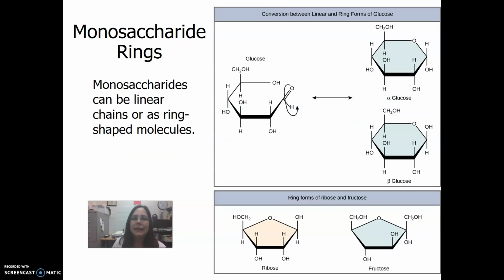And monosaccharides can either be linear, like you saw here, or they can form rings. The ribose sugars form a pentagon or a 5-sided ring, and the glucose sugars form a hexagon or a 6-sided ring.